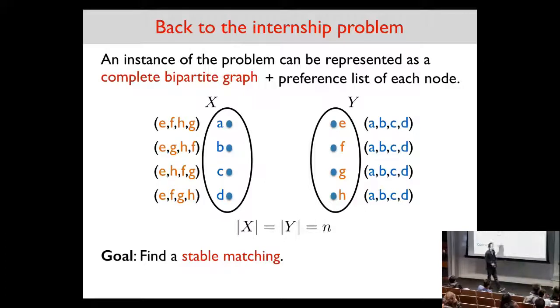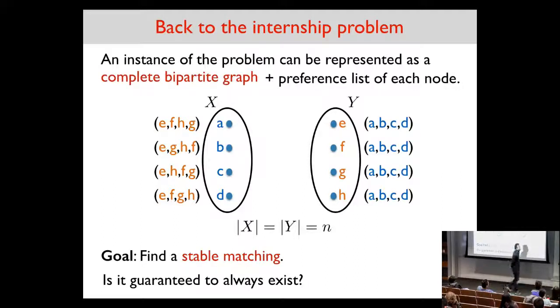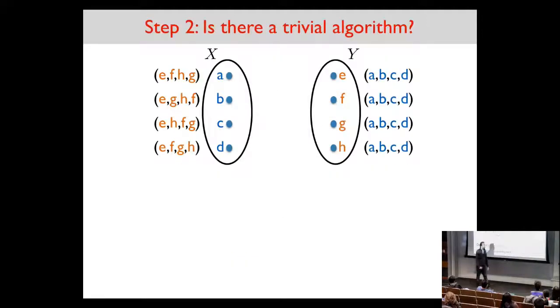So this is our problem. This is how it looks. Our goal is to find a stable matching. Now the first question you might ask about this problem is, is there actually always a stable matching? Given such an instance, are you guaranteed that there is going to be a stable matching or not? That's a highly non-trivial question. There's no trivial answer that you can say immediately, well, yes, there is always one, or maybe not.